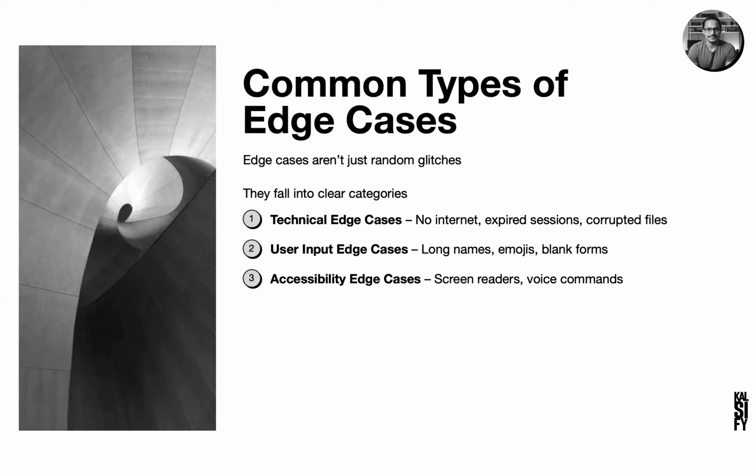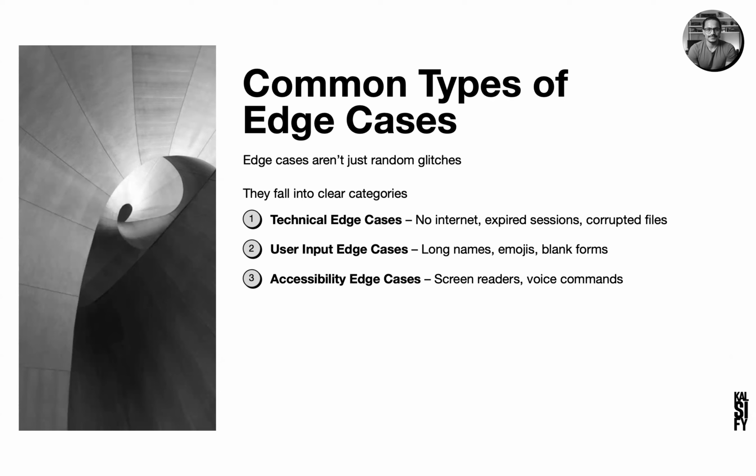Third is accessibility and inclusivity edge cases. Not everyone uses apps the same way. Some people rely on screen readers or voice commands. Others have vision or motor impairments. Even left handed versus right handed usage matters. Google Maps has voice navigation so blind users can get directions without needing to see the screen.